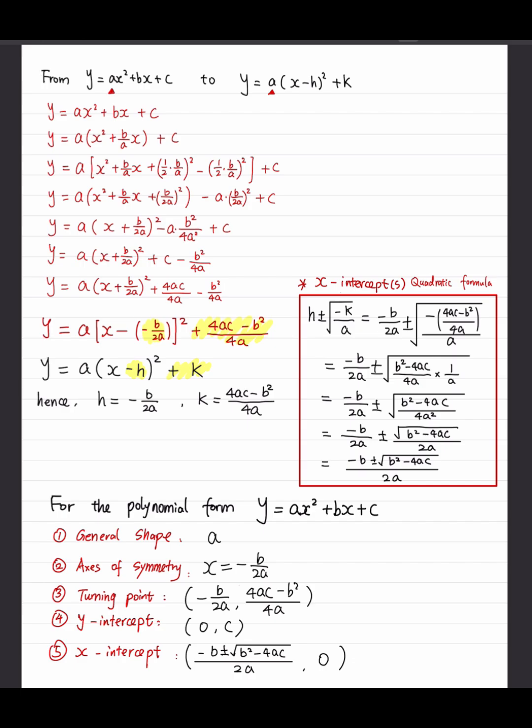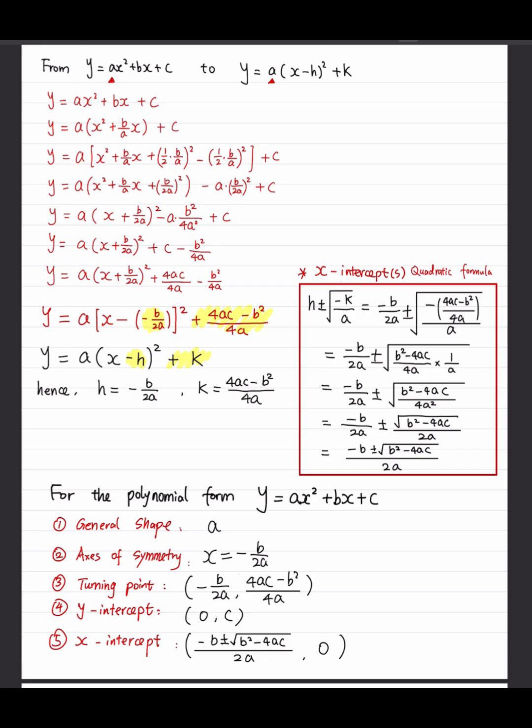If I rationalize it and combine with the two terms that have the common denominator of 2a, I finally get what is called the quadratic formula: negative b plus or minus square root of b squared minus 4ac, everything over 2a. So this is the quadratic formula, helping us to find the x-intercept based on the polynomial form, which you can see is derived from the turning point form.